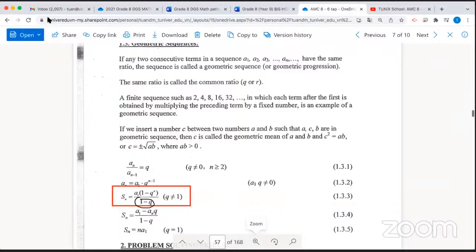Can you do it? No, I'm still kind of confused. I'm trying to solve it. The sum of all numbers is A1, the first number of the sequence, times 1 minus Q, and the ratio Q is squared, powered by the number.